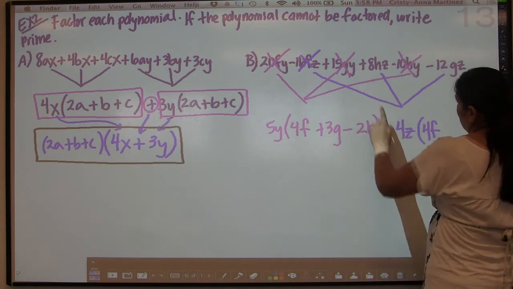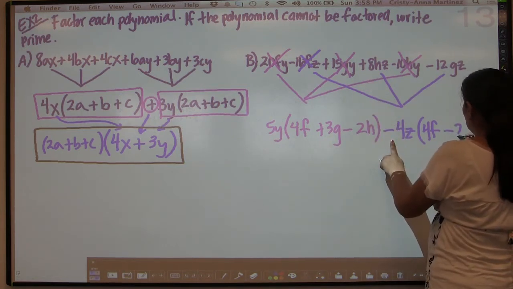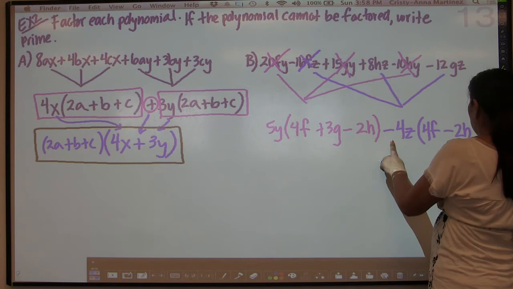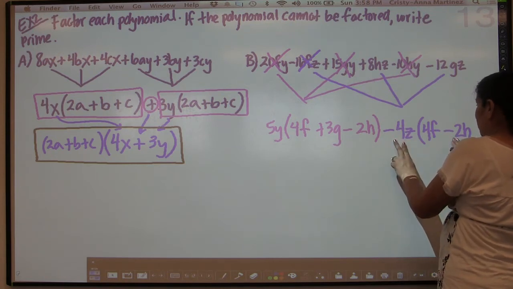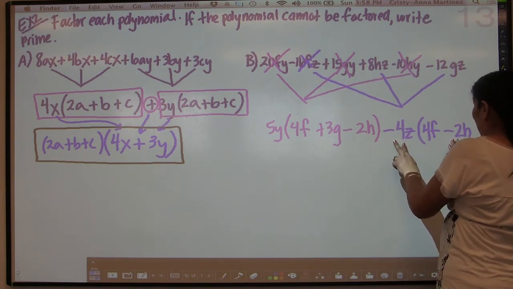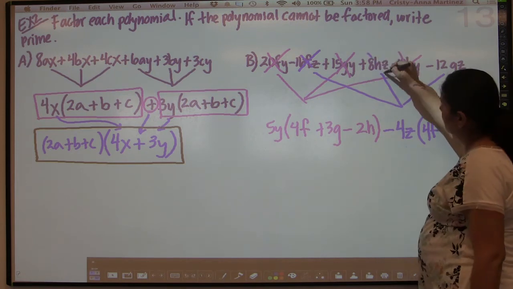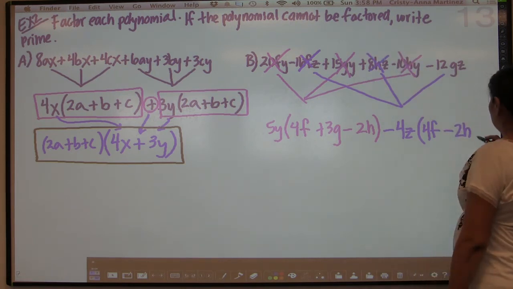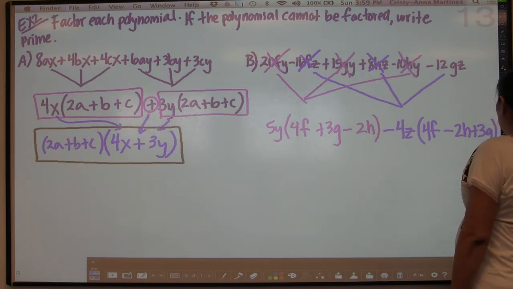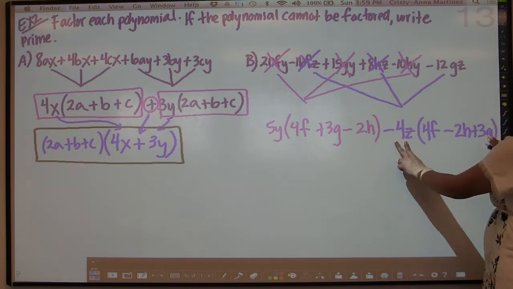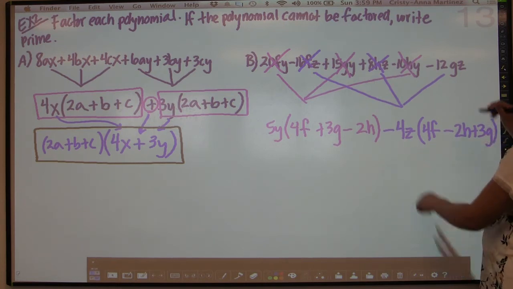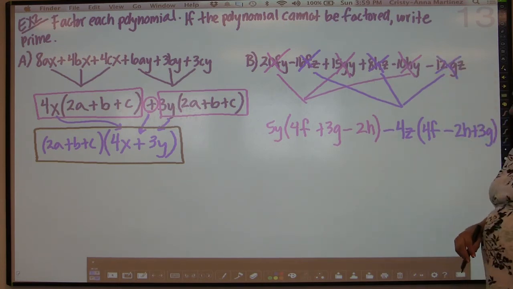And then here we're going to want a negative 2h, and that's because negative 4z times negative 2h is positive 8hz, which is what this is. And then lastly, I'm going to need a plus 3g, and that's because negative 4z times positive 3g is going to give you negative 12gz, which is this guy. So be very careful with your negatives there.